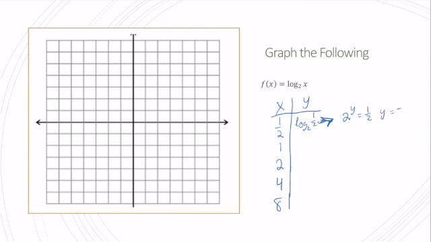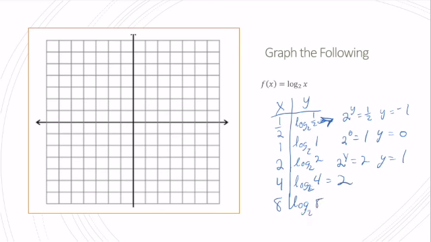That means our y would equal negative 1. If I have log base 2 of 1, that's saying what power do I raise 2 to get 1? Well, I gave it away. It's y equals 0. Log base 2 of 2 is what power do I raise 2 to in order to get 2? Well, that's going to give us 1. For 4, log base 2 of 4 is 2, and log base 2 of 8 is 3. So now we have lots of ordered pairs to graph. So let's go ahead and graph this.